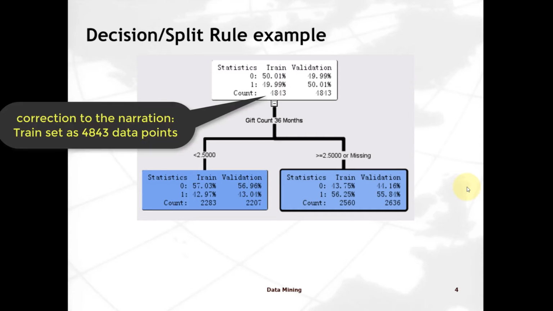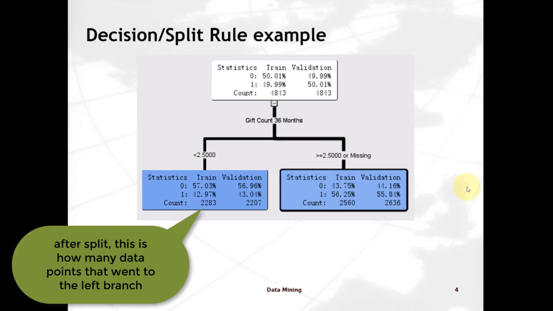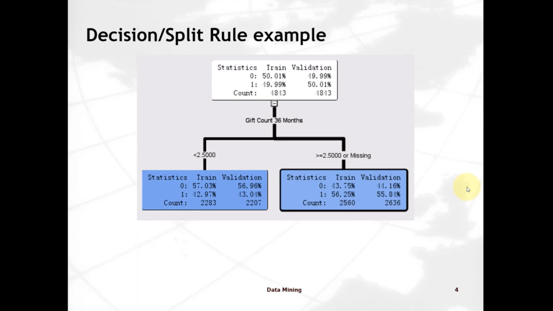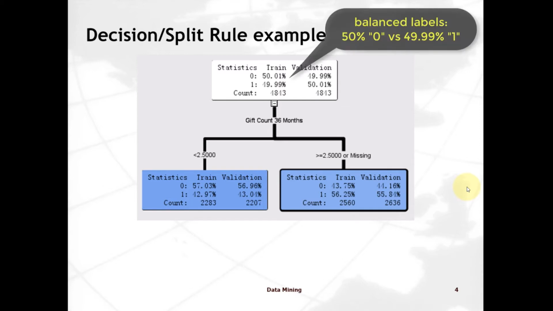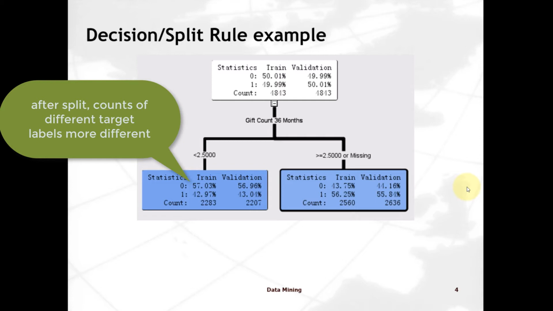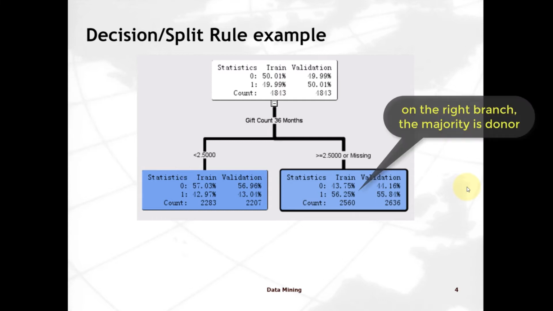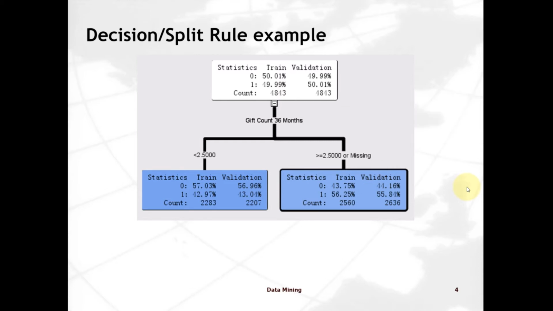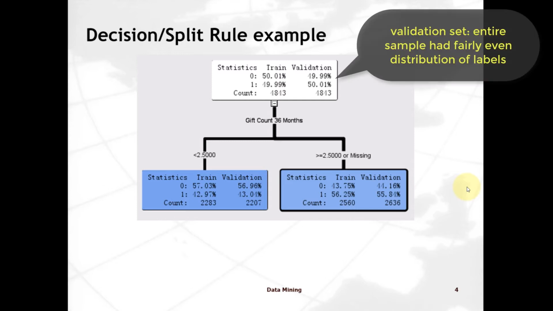So you can see that focusing on the training, the original data set has 1,813 points. After the split, it has 2,283 on the left and slightly more on the right. And still within the training, the overall sample has fairly balanced outcomes, right? And after the split, look at what happens. For the training set, for the left branch, 57% are non-donor. Only 42% are donor, as versus on the right, you have majority donor than non-donor. So based on only one split, you're better able to predict. You make fewer mistakes.